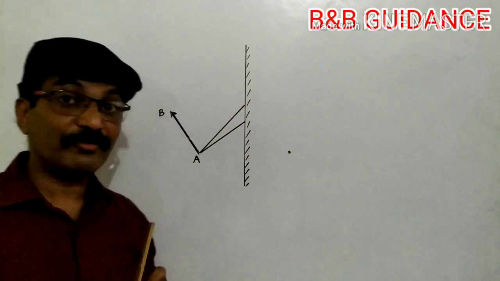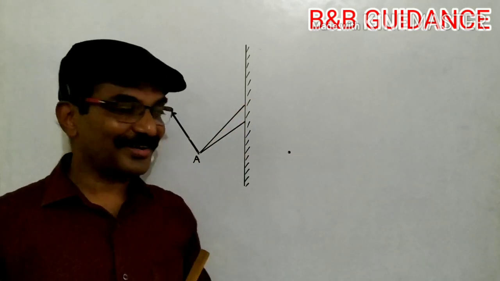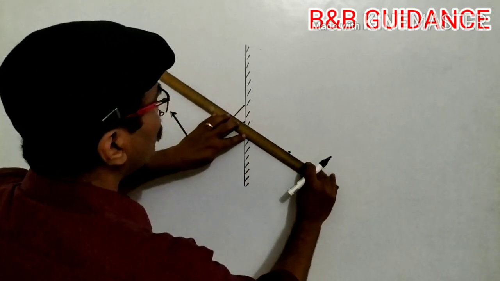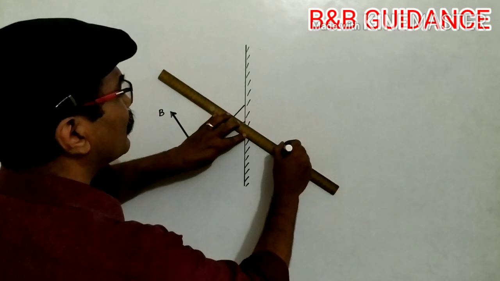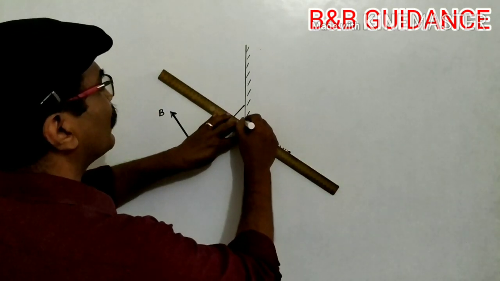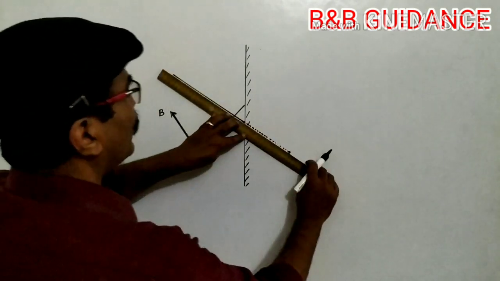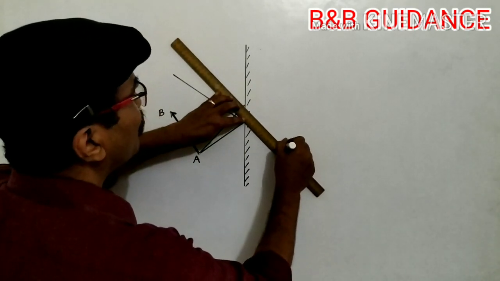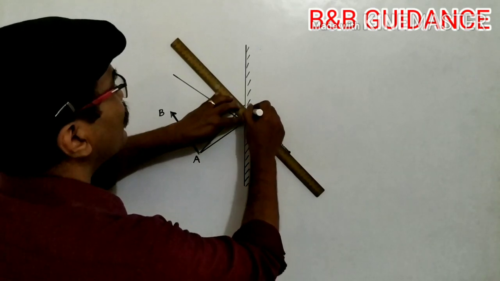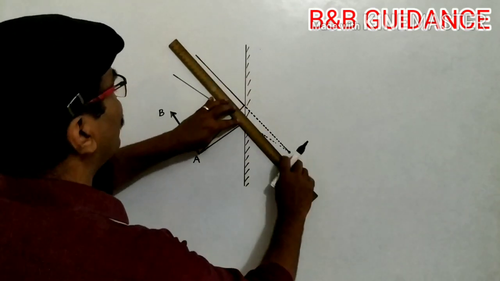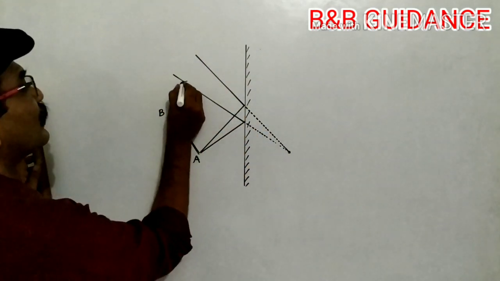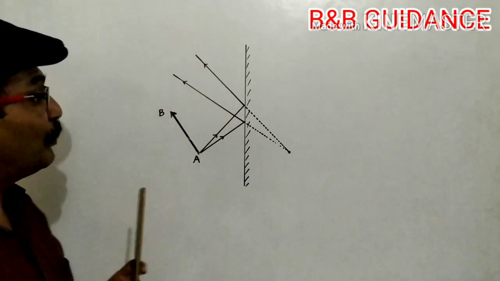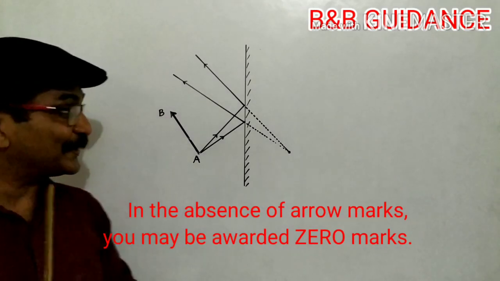Don't spend much time on this, okay? Only a 2 mark question. Well, then I will draw this one. See, the reflected ray I can draw. Behind the mirror, broken line. After that, continuous line. Okay. Here also, broken line. After that, continuous line. Okay. Don't forget to put the arrow mark. Arrow marks are very important.